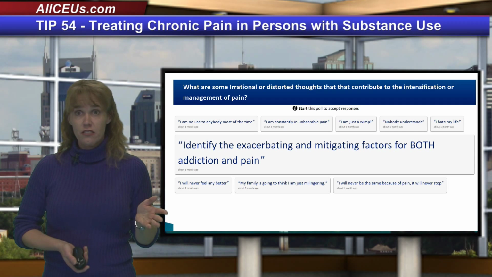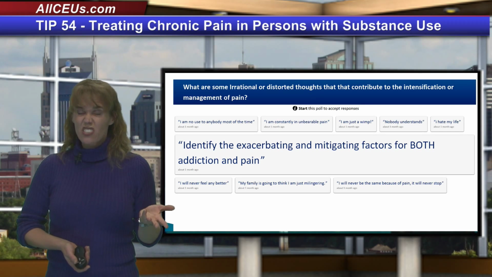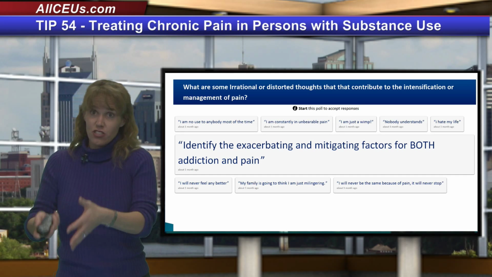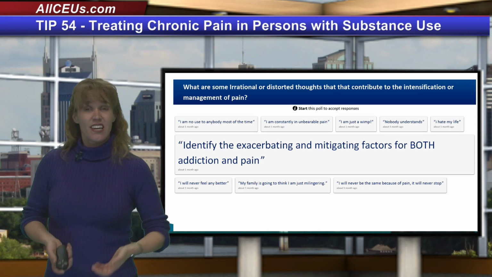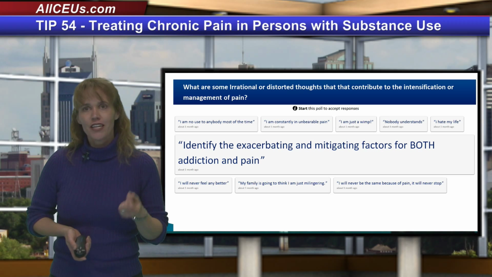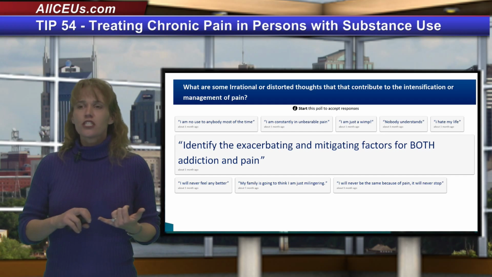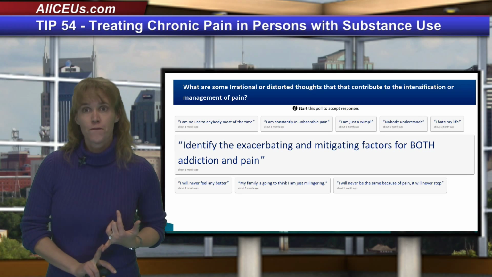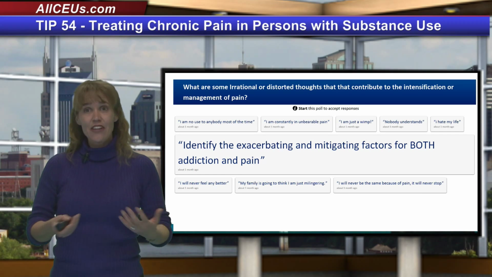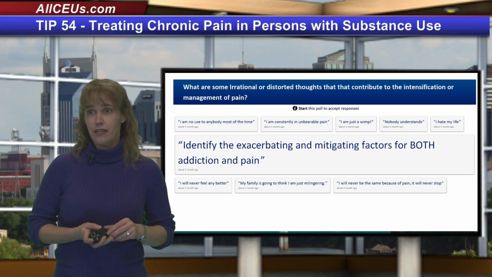Nobody understands. Well, nobody understands exactly what you're going through because you're the only one. You are you. However, there are 1 in 3 people who have chronic non-cancer pain. So let's look at some support groups. Let's look at helping people get together and talk about how they manage the pain and how they deal with it.